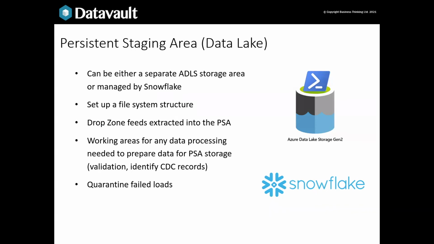The persistent staging area could be a separate ADLS storage area, or it can be managed by Snowflake. It's basically a file system structure. So drop zone feeds are extracted into the PSA, and we need some working layers in there to prepare it for PSA storage. So what do we do? We calculate the deltas. So it's a delta lake in there. We have to validate the data we've been sent. We have to identify what's changed, and then we prepare that and load it up to the file structure for finished data. And if there's any issue with files on the way in, we can quarantine them and have them available for manual intervention if necessary, to rescue them or to request a resend.